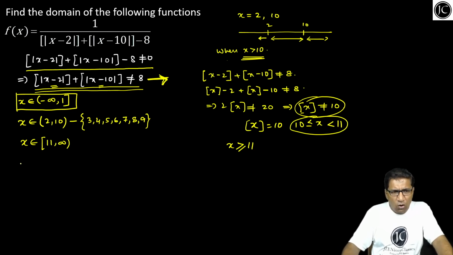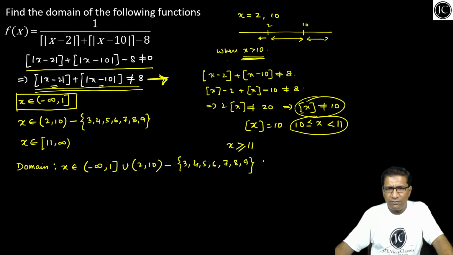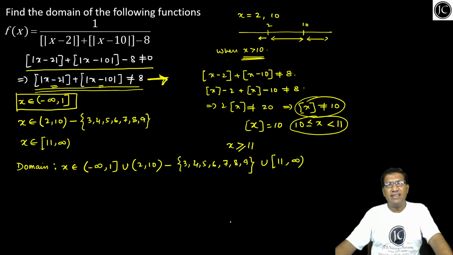Is it clear? So what is my domain? So our final domain is coming like x belongs to minus infinity, say 1, or 2, say 10, excluding this value 3, 4, 5, 6, 7, 8 and 9, or it is lying from 11 till infinity, right?